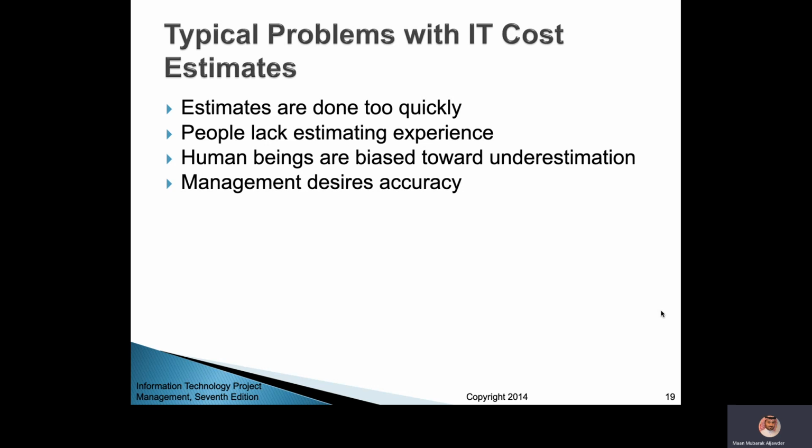Then the last point here is that management desires accuracy, and this always contradicts with the first one. The management wants accuracy, but because it's an estimate, it's not accurate. So it's always problematic with top management. They say these are not accurate, try to make them more accurate. But this contradicts with the first one, because we are always rushed. They want everything quickly, but also accurate. So you need to have a balance between these.